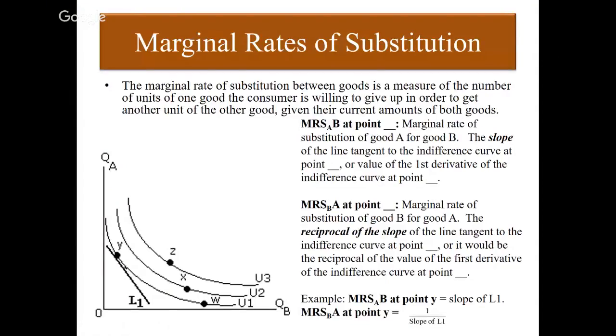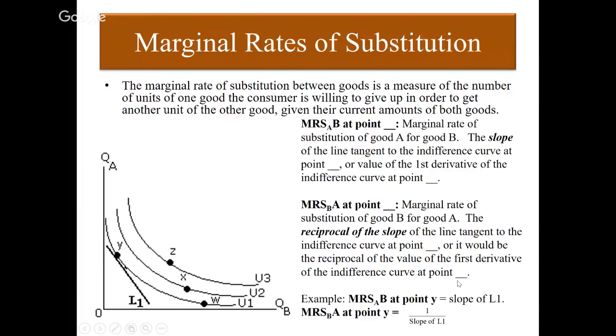Now, suppose we wanted to flip this, and I'm using that term very specifically, I might add. If you want to flip this and give up B and get A, that's called the MRS of product B in exchange for product A. That's how many units of product B the consumer will give up to get 1 more unit of A. That is going to be equal to the reciprocal of the slope of the line that is tangent to the indifference curve. Since line L1 is tangent to indifference curve U1 at point Y, the reciprocal of the slope of line L1 is equal to the marginal rate of substitution of product B in exchange for product A at point Y. Do not say inverse.